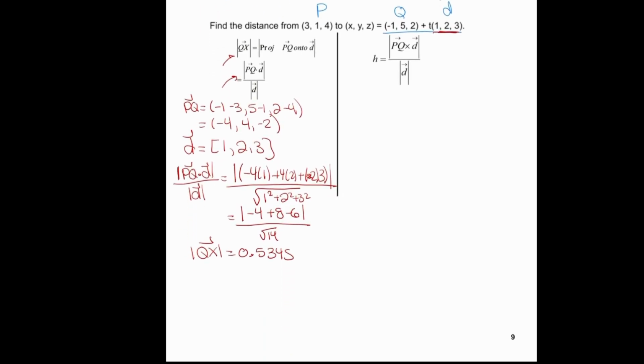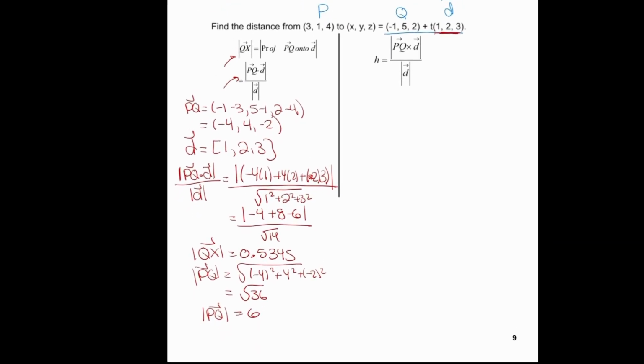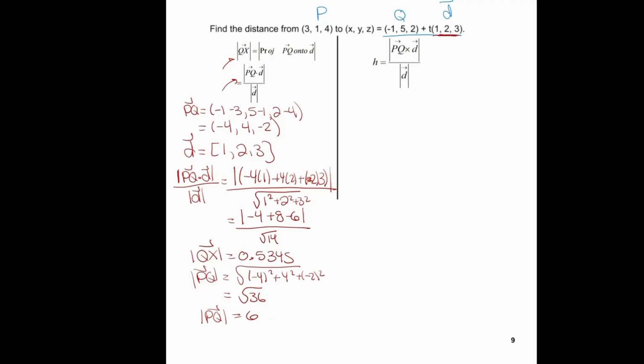Well, I know PQ. I can get the magnitude of PQ. I'm going to do the same thing. PQ was -4 squared plus 4 squared plus -2 squared. So the magnitude of PQ is root 36, which is equal to 6. This is telling me that I have a magnitude of 6 along here. Now I'm just going to use good old grade 9 Pythagorean theorem: the distance squared is equal to 6 squared minus 0.5345 squared. That's going to give us a value of 5.97. That's the distance of that line segment.